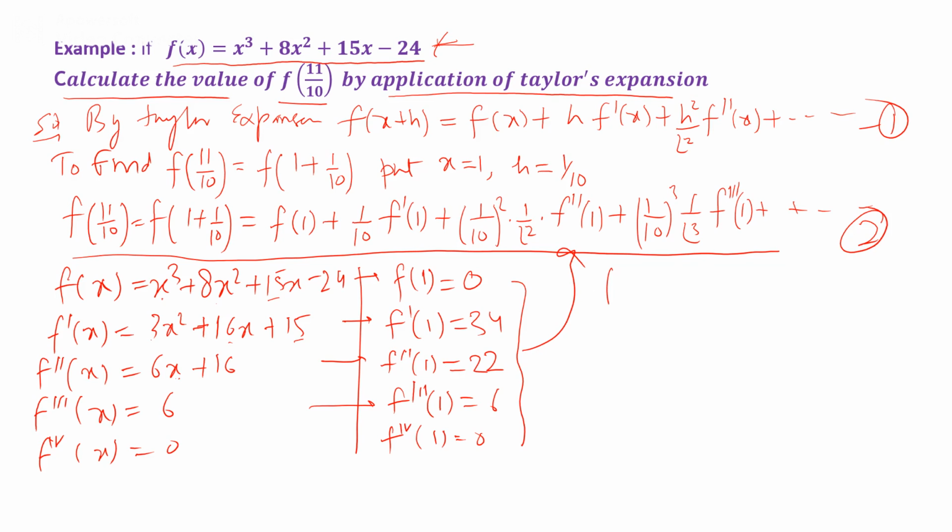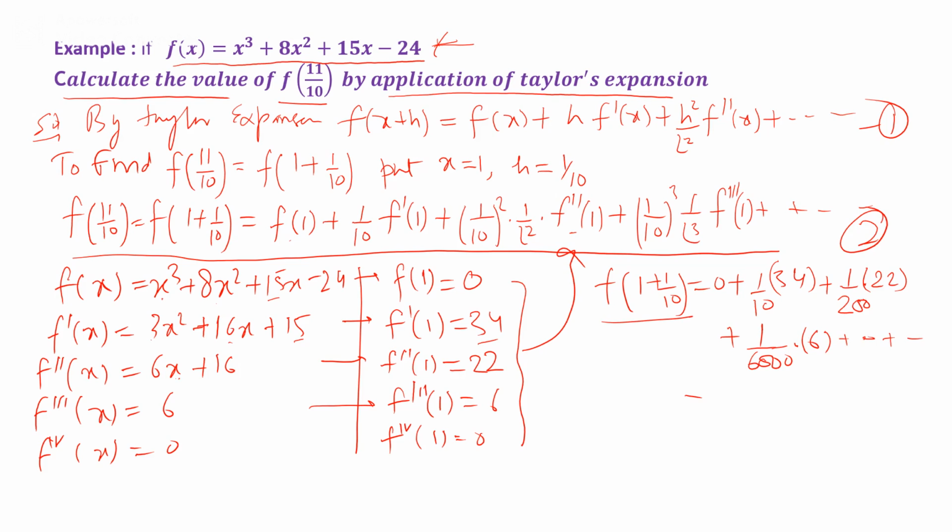So substitute those values in that equation. What we get: f(1 plus 1 by 10) is f(1), which is 0, plus 1 by 10 into f dash 1, which is 34, plus 1 by 10 whole square, we get 100, into 2, we get 200, into f double dash 1, which is 22, plus 1 by 10 cube, we get 1000, into 6, we get 6000, into the third derivative, we get 6, and as you know the fourth and higher order derivatives become 0.